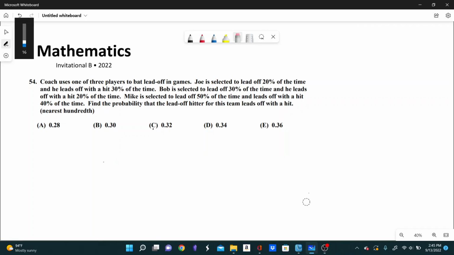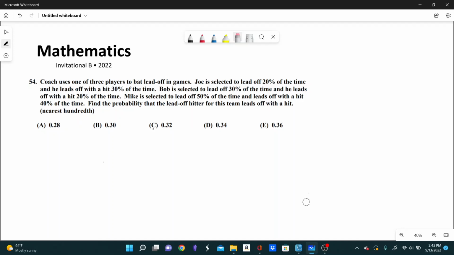Number 54. Coach uses one of three players to bat leadoff in games. Joe is selected to lead off 20% of the time, and he leads off with a hit 30% of the time. Bob is selected to lead off 30% of the time, and he leads off with a hit 20% of the time. Mike is selected to lead off 50% of the time, and leads off with a hit 40% of the time. Find the probability that the leadoff hitter for this team leads off with a hit to the nearest hundredth.